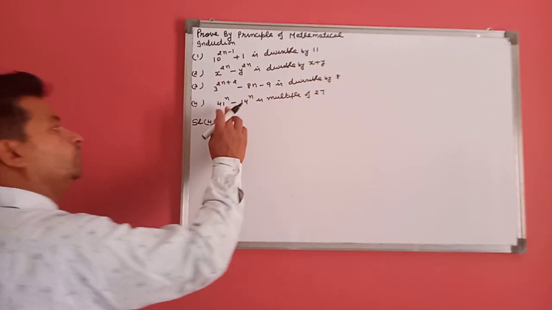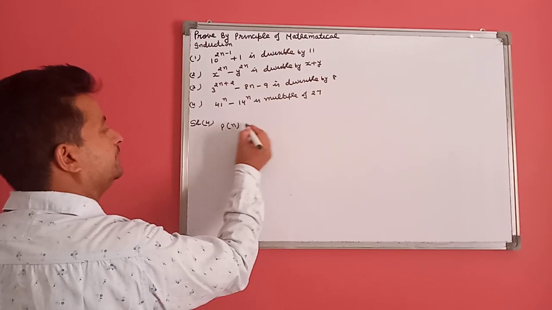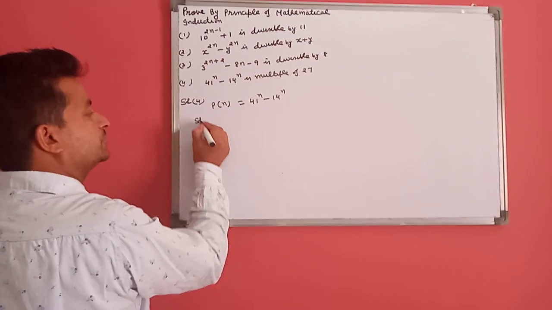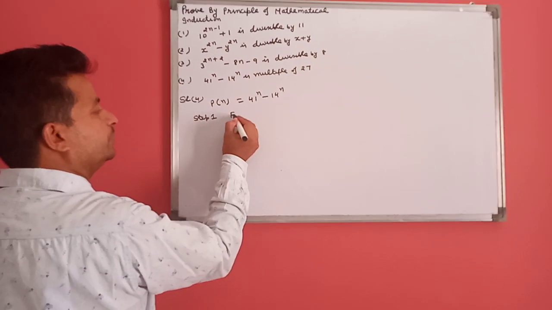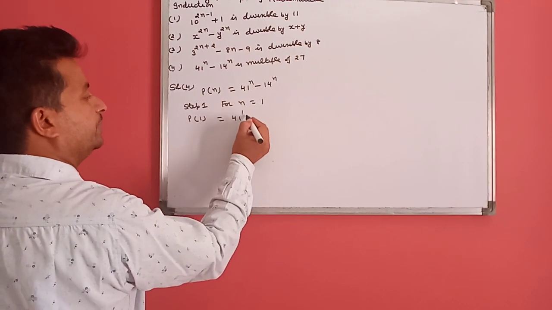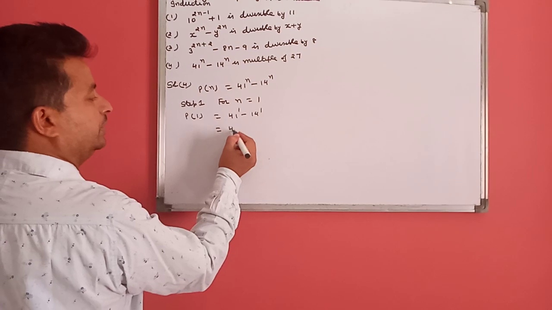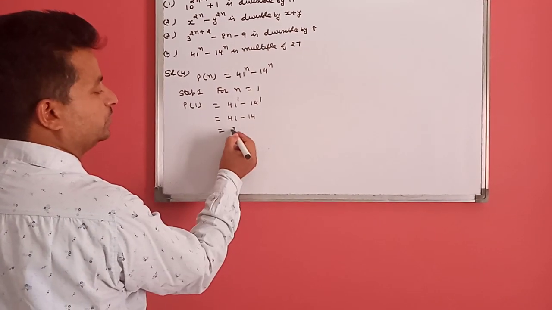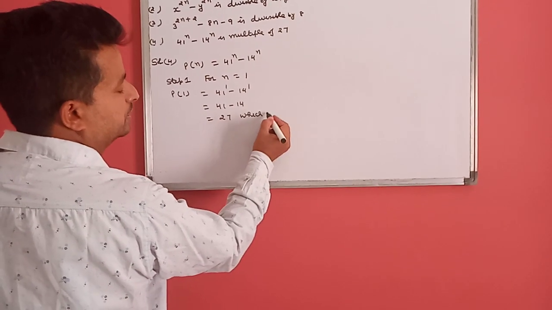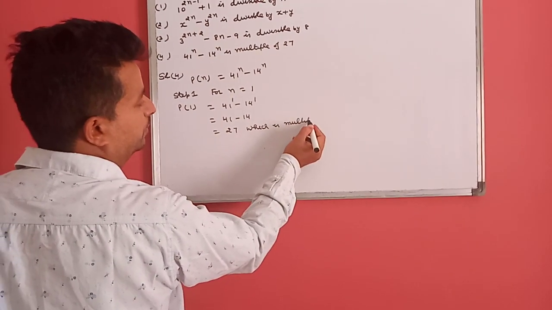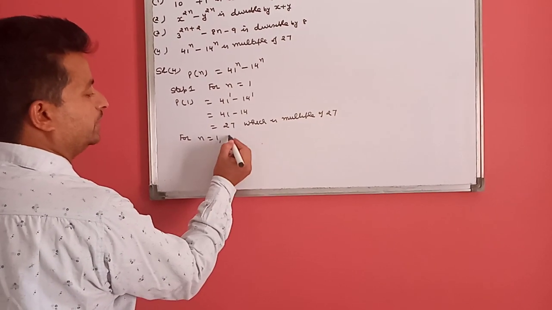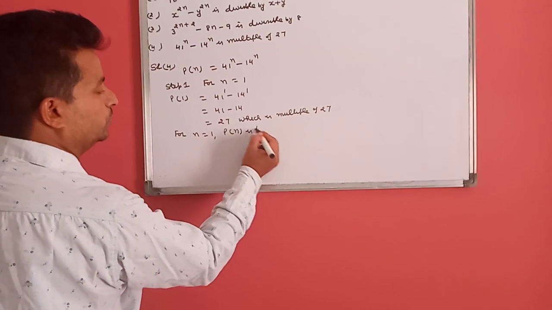In question number 4, we take this statement as P(n): 41^n − 14^n is a multiple of 27. For step 1, first we put n = 1, that's P(1): 41^1 − 14^1. 41 minus 14 is equal to 27, which is a multiple of 27. So for n = 1, P(n) is true.